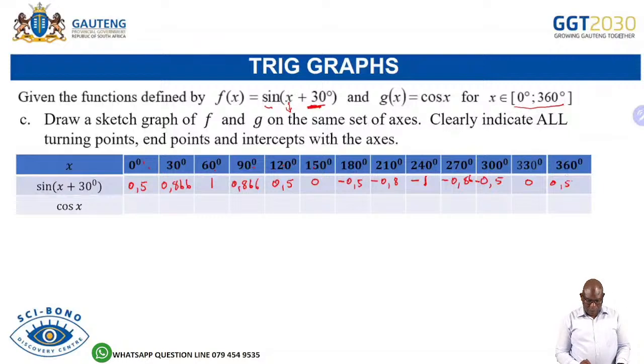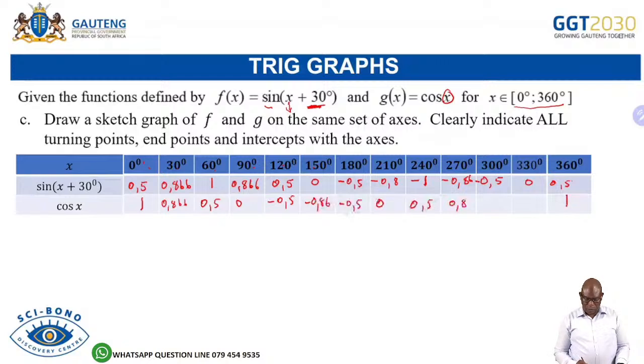The calculator will put a 0 there, and then the answer will be a 1, and a 0,866, and a 0,5, and again a 0, and negative 0,5, negative 0,866, and negative 0,5. Then we have a 0, then we've got 0,5 and 0,8, and we have a 1, I think, here.